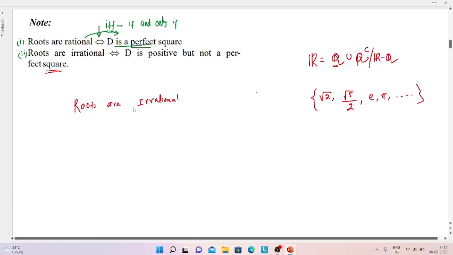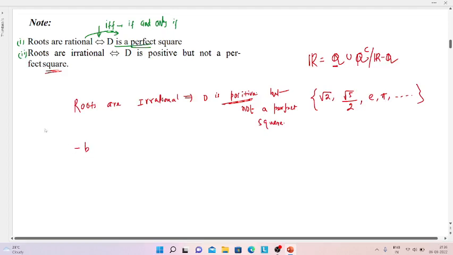So here it says that roots are irrational implies and is implied by d is positive but not a perfect square. I'm just proving one part, then I will prove the second part. So roots are irrational implies d is positive but not a perfect square. What does it mean? d should be positive and d is not a perfect square. So again we have to write down the roots.